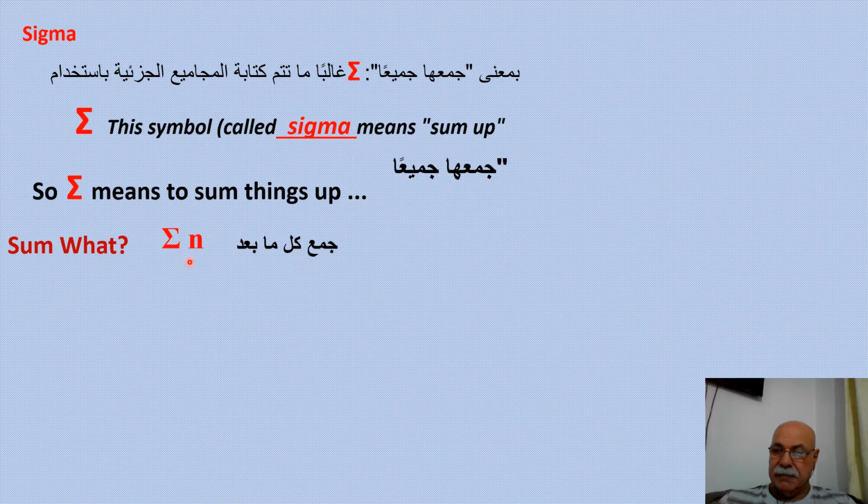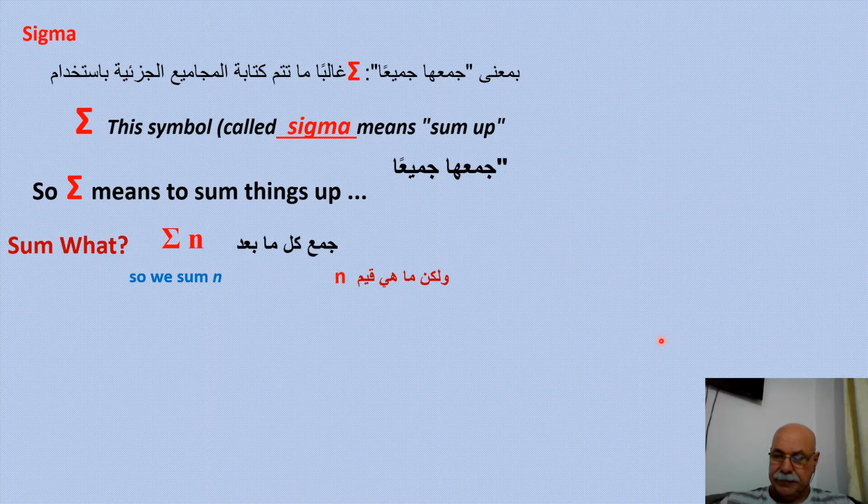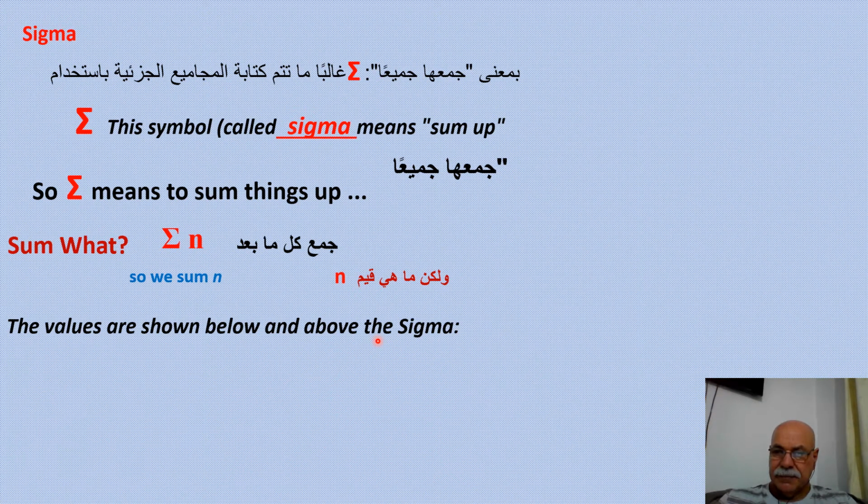A is the element, and here the values are n. What is the value of n? We are looking for the value of n as an element. This n is the element, and the values are shown below and above the sigma.